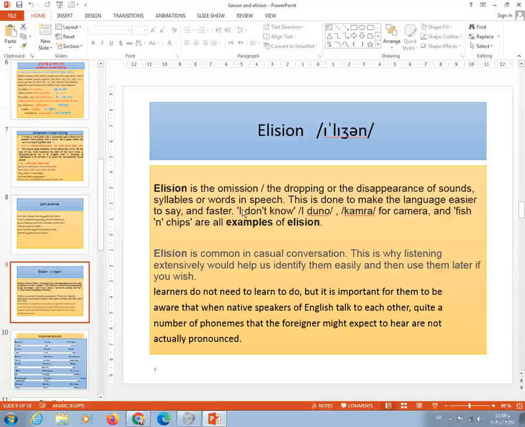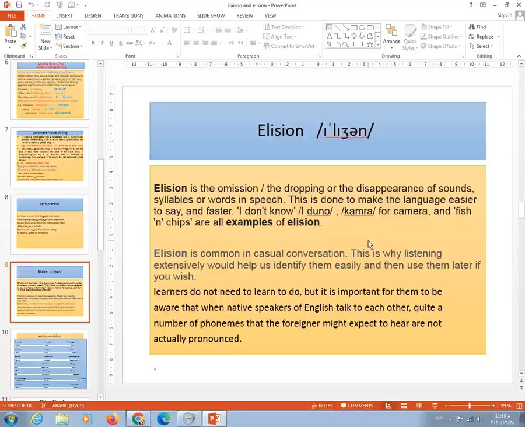دي بقى لا رائعة. It's a very important and really wonderful process. يعني thank God that the English speakers have this process. Okay, so elision is the omission or the dropping or the disappearance of sounds, syllables or words in speech. يعني هنشيل بقى، مش هننطق sounds وممكن syllables وممكن words in speech. This is done to make the language easier to say and faster.